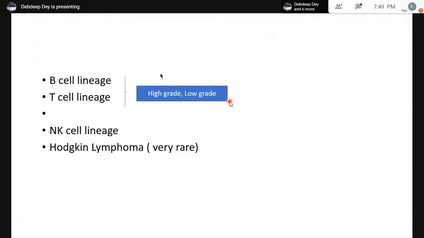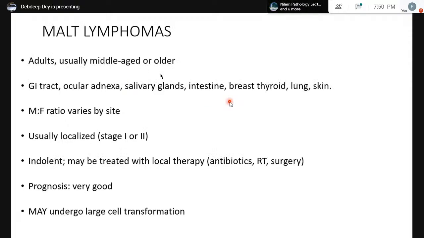So we've sort of touched upon the high-grade B-cell lymphomas among the extranodal lymphomas. Now we go into the low-grade B-cell lymphomas. So the MALT lymphomas are the very common of these low-grade B-cell lymphomas. It usually happens in adults, usually the middle-aged or the older patients. It happens in the GI tract or ocular adnexa, salivary glands, intestine, breast, thyroid, lung, skin. You almost name it, and any organ you can have an MALT lymphoma there.